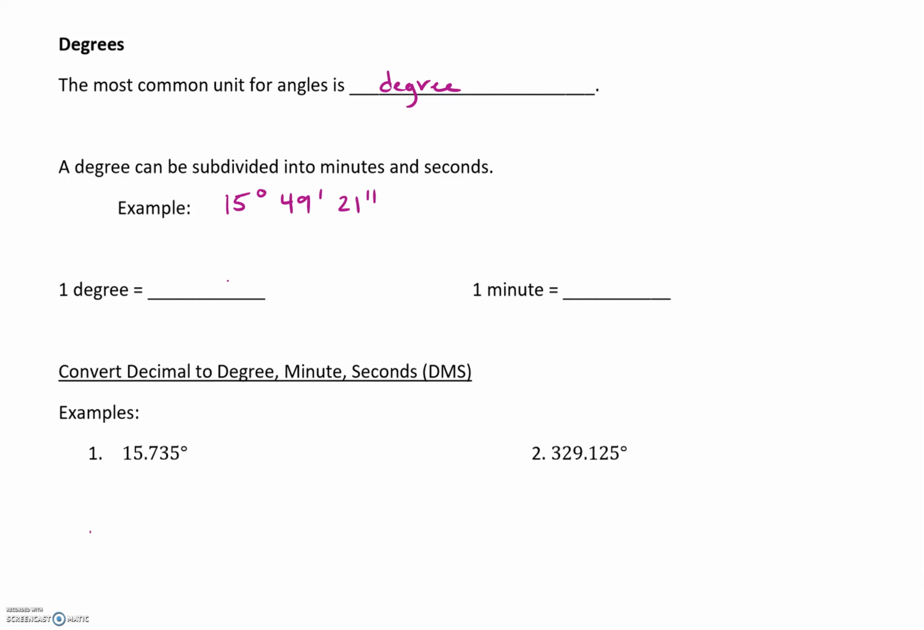And it's just like a clock. So 1 degree is going to equal 60 minutes. 1 minute is going to equal 60 seconds.